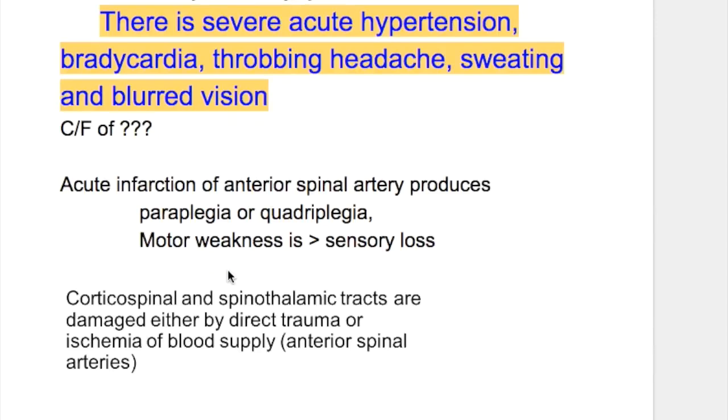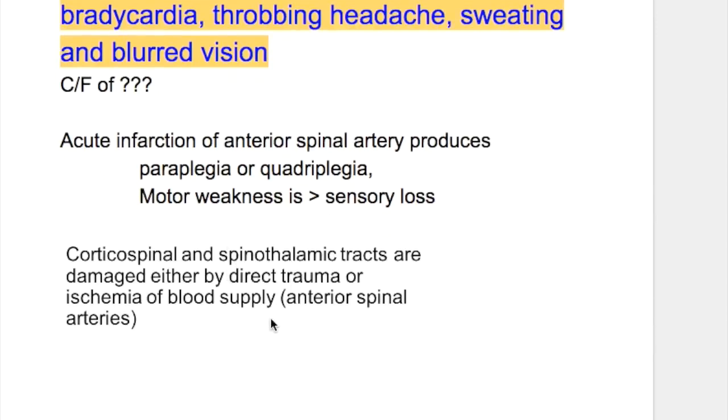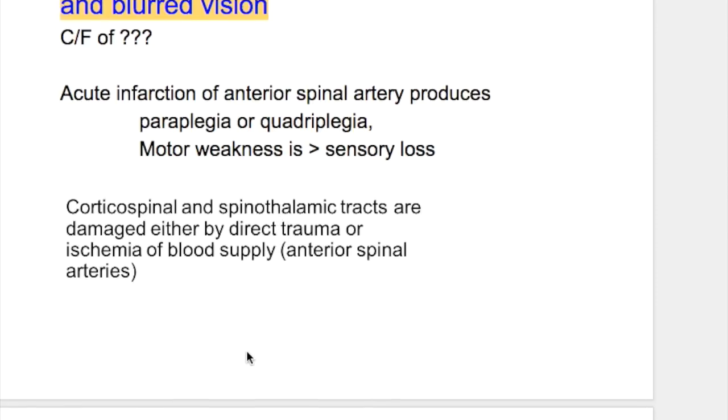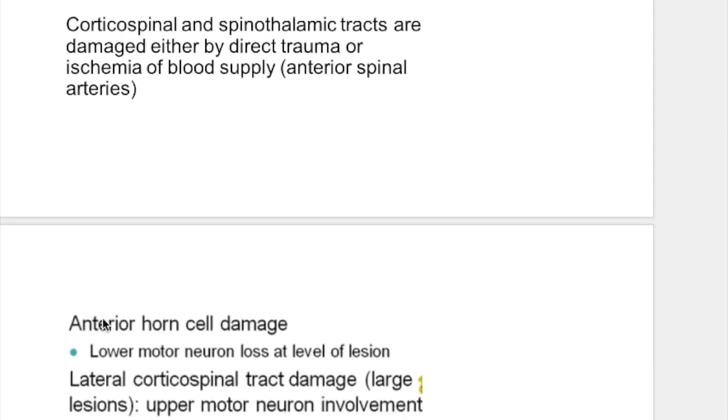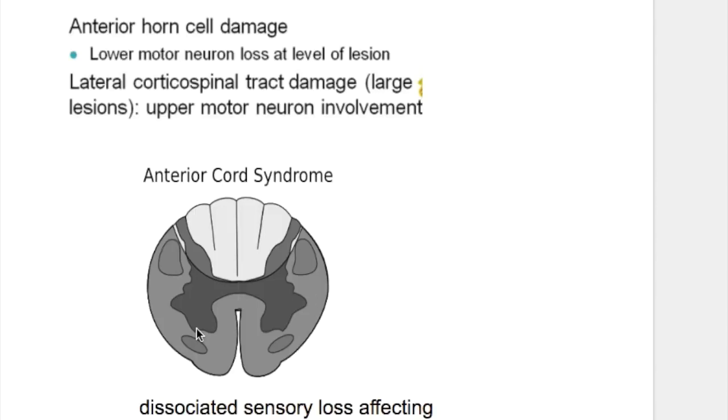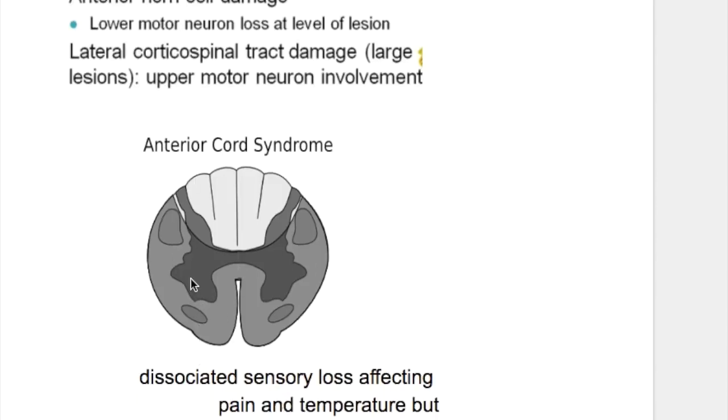Motor weakness is more than the sensory loss. So which tracts are involved? Corticospinal, the descending tract, and spinothalamic, the ascending tract, are affected by a direct trauma or ischemic blood supply of the anterior spinal arteries. Anterior horn cells are also affected and they produce a lower motor neuron type of lesion, that is flaccidity, atrophy, atonia, and areflexia.